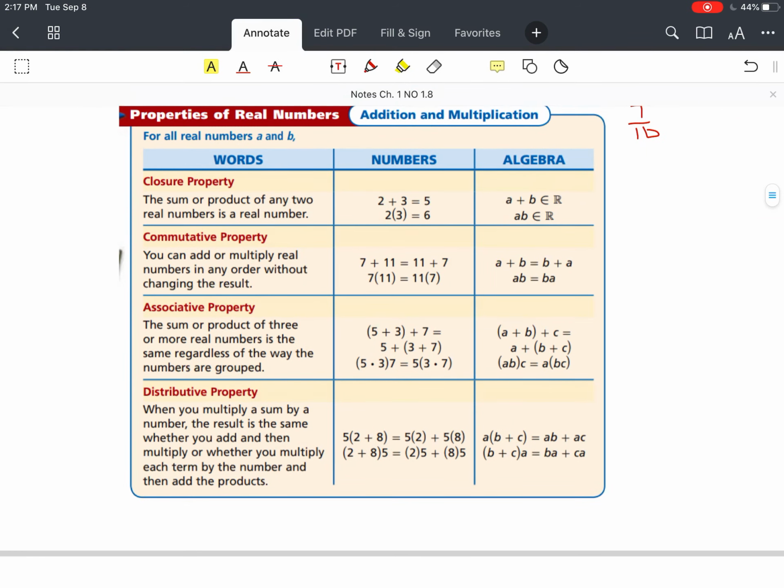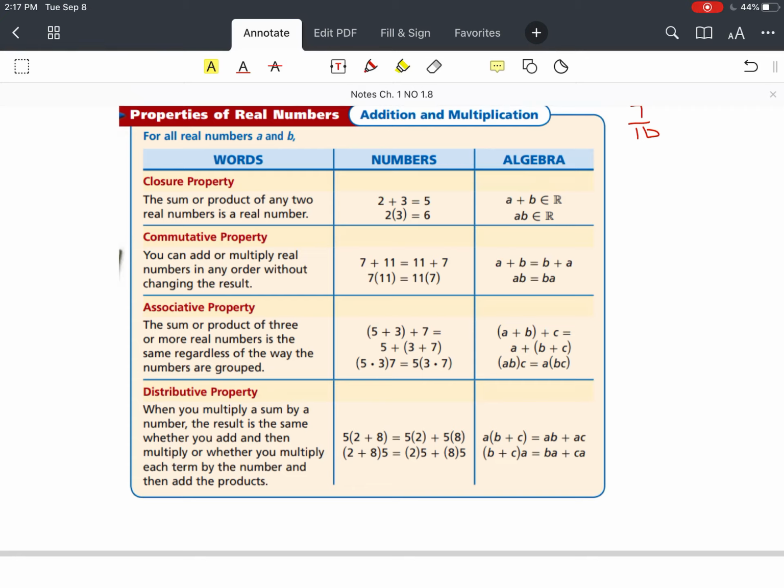All right, so here are properties of real numbers. Again, you've probably learned these before. We don't use them a ton. A lot of them we just know to be true. The closure property says that if you take 2 real numbers and add them or multiply them, you're still going to get a real number. So things we've taken for granted.